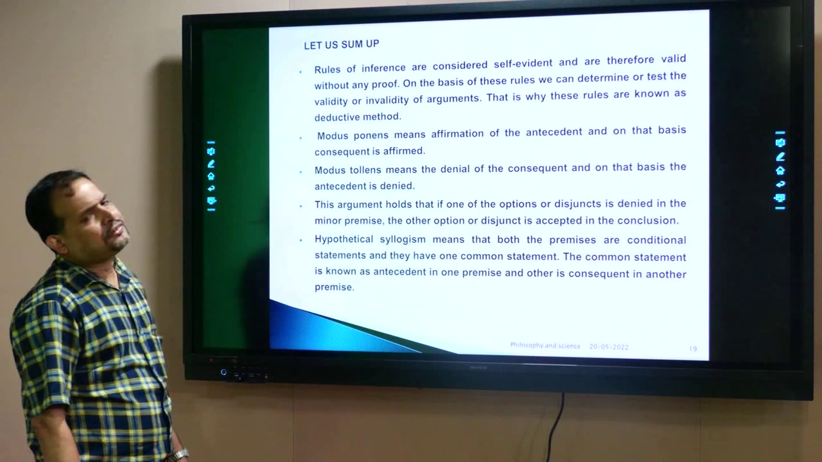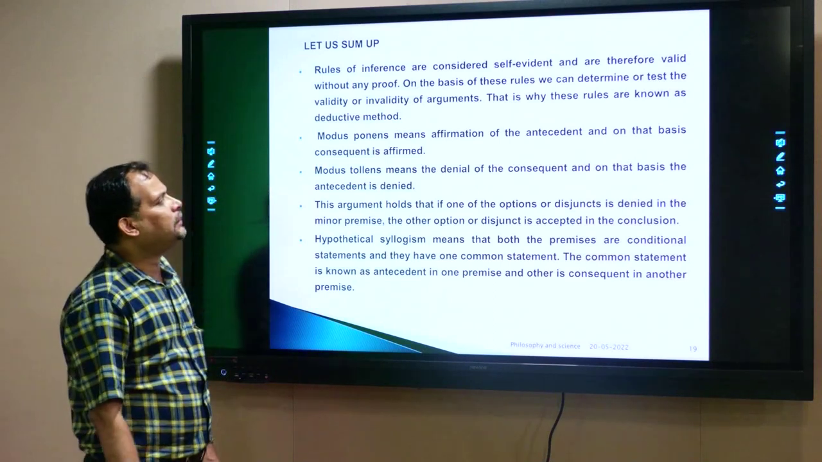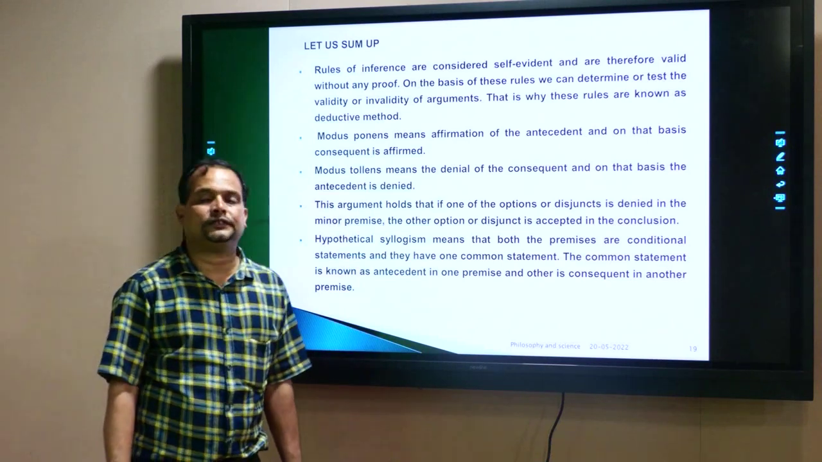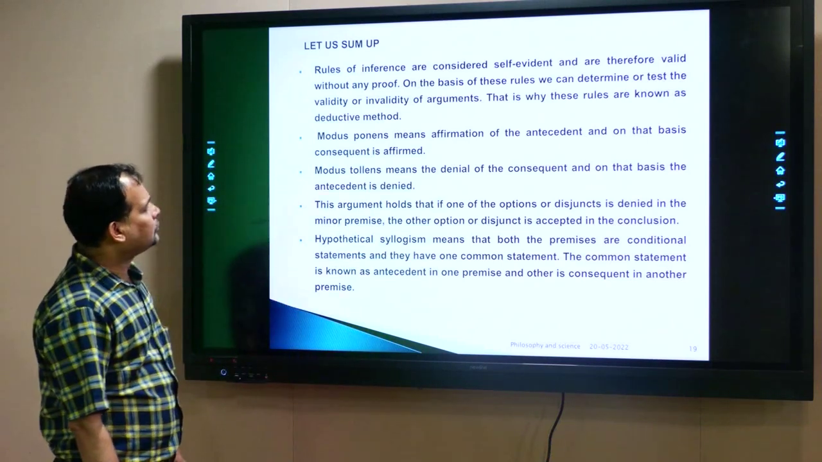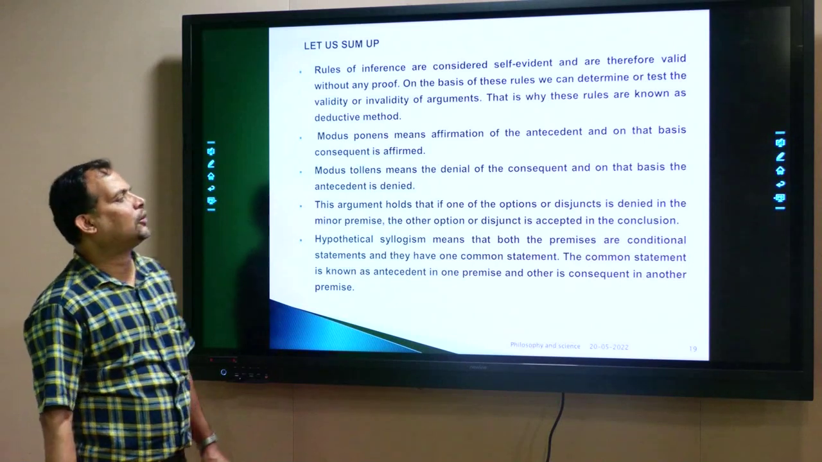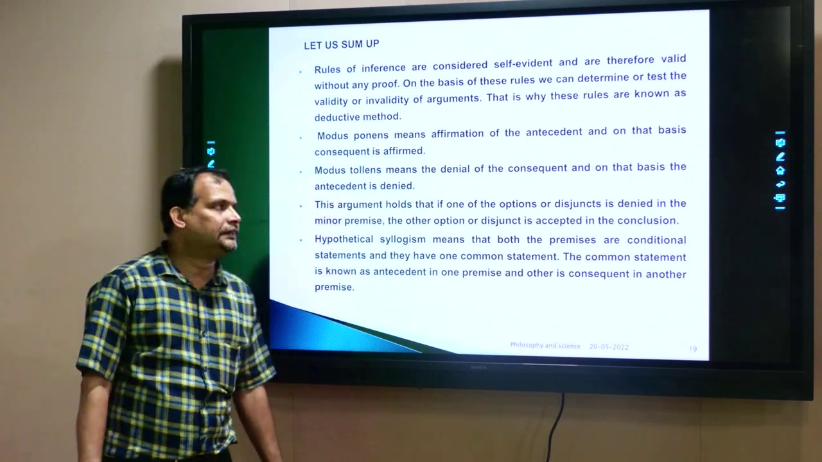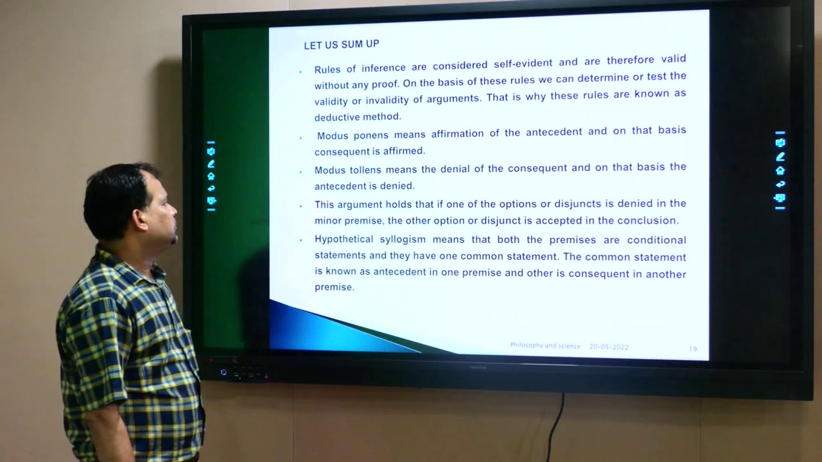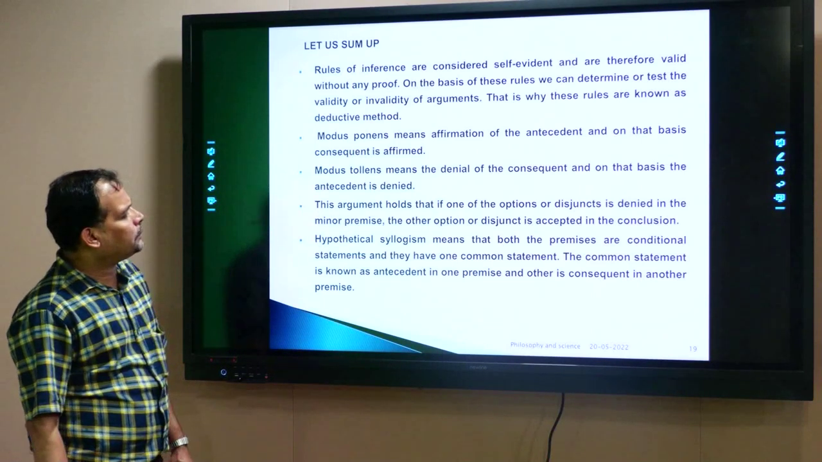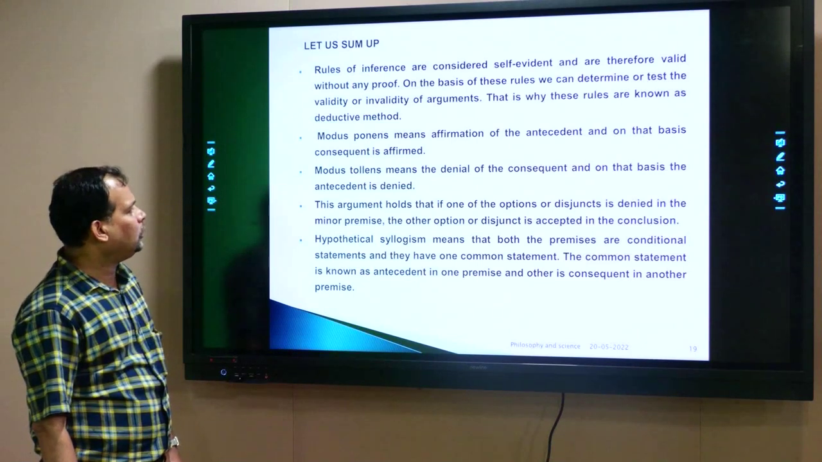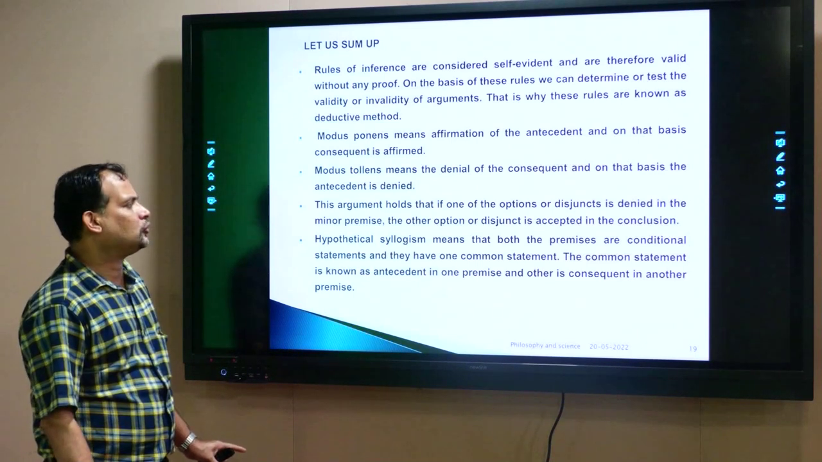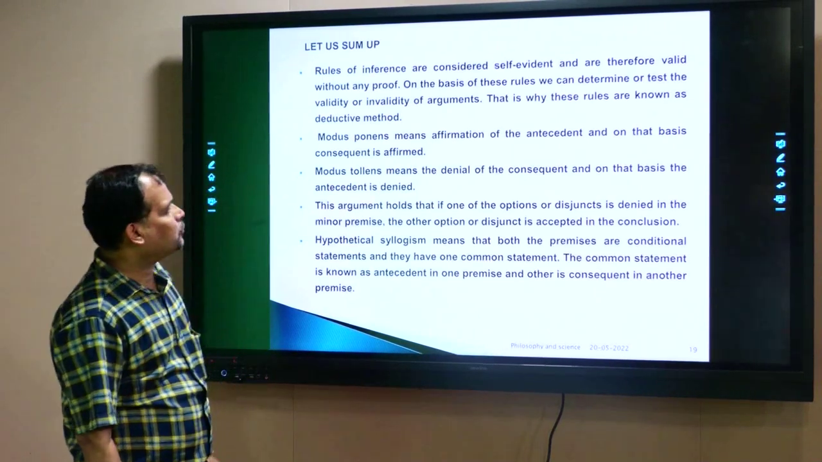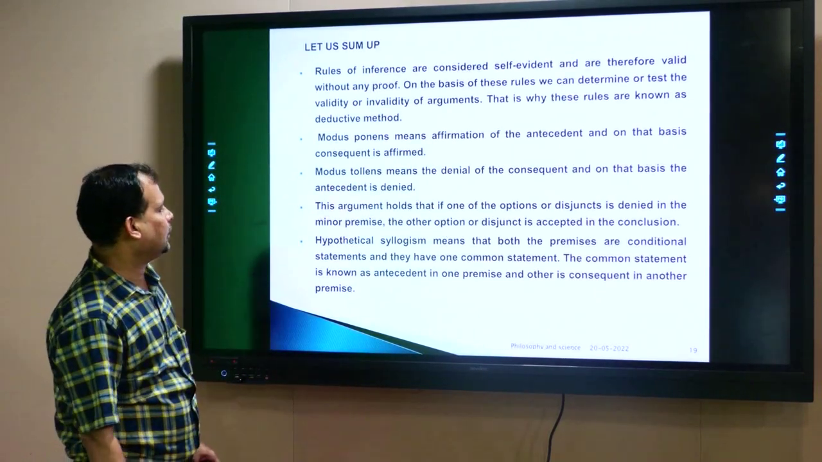Second one, modus ponens means what? Affirmation of the antecedent, and on that basis the consequent is affirmed. Modus tollens means the denial of the consequent, and on that basis the antecedent is denied. And another basic point is, this argument holds that if one of the options or disjuncts is denied in the minor premise, the other option or disjunct is accepted in the conclusion.